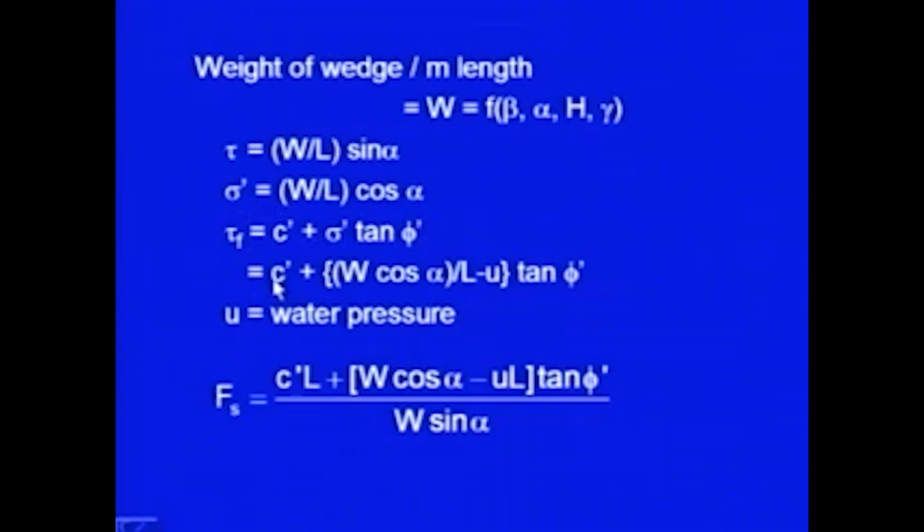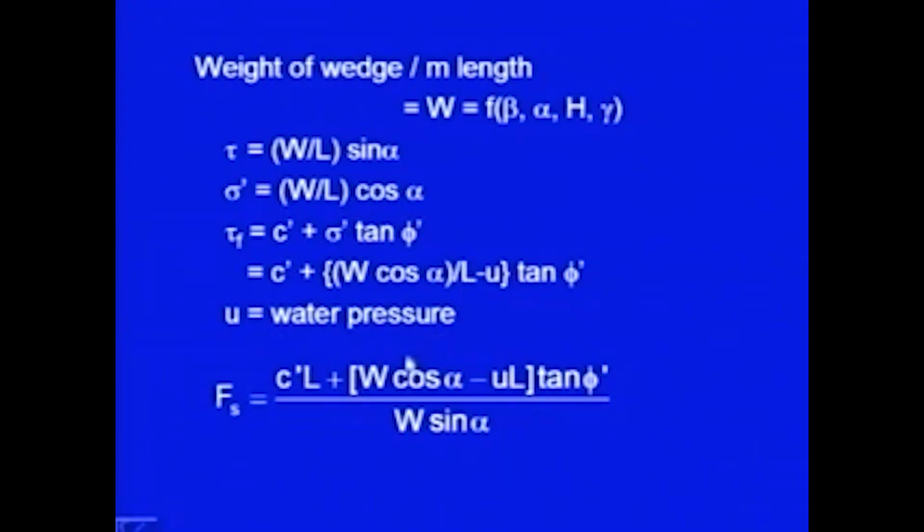So, this becomes c dash plus W cos alpha upon L, and here I have subtracted U. U is the pore water pressure. We are doing the analysis in terms of effective stresses. So, if water pressure is there, it has to be subtracted so that you get the effective stress, and multiplied by tan phi dash. Sigma dash, I did not show it here, but here I have taken it. So, water pressure is U.